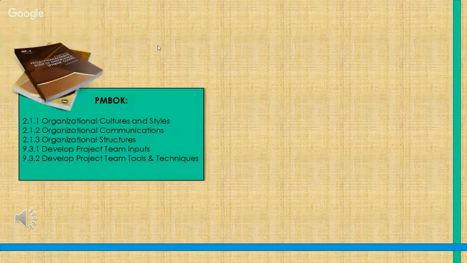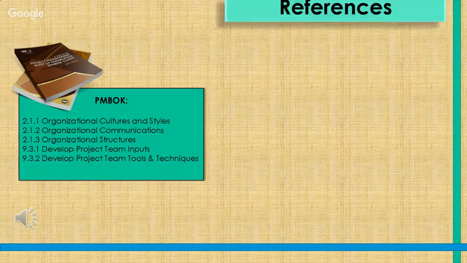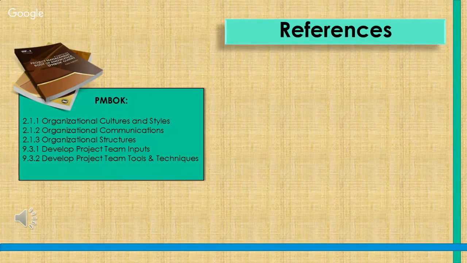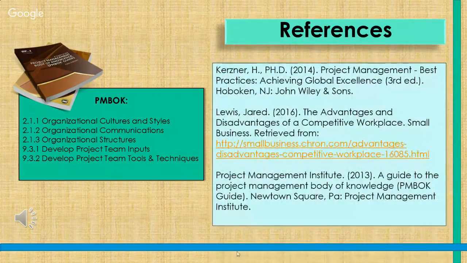In conclusion, project management team cultures are a direct correlation to the following sections of the PMBOK. Section 2.1.1, Organizational Cultures and Styles, 2.1.2, Organizational Communications, 2.1.3, Organizational Structures, 9.3.1, Develop Project Team Inputs, 9.3.2, Develop Project Team Tools and Techniques. All of the information in my presentation is referenced from our textbook, the PMBOK, as well as an external source.